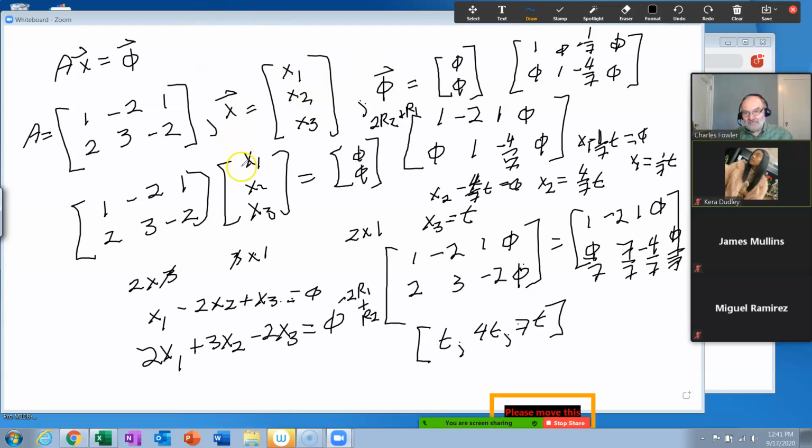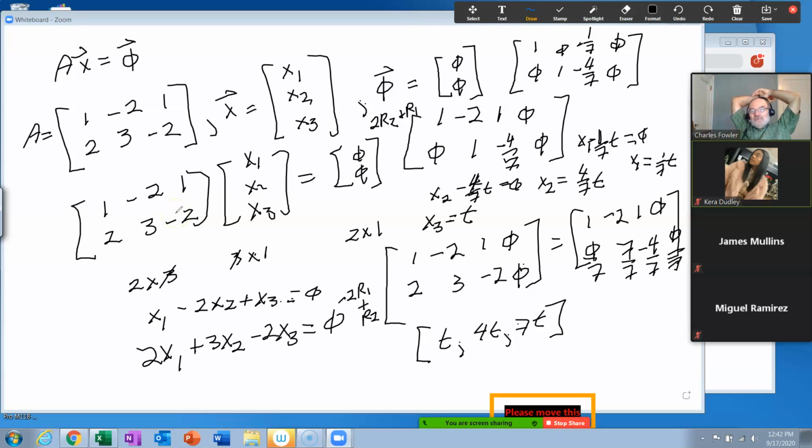Right there. Negative 1, negative 4, negative 7. So that would be -1 plus 8 minus 7, sure enough that's 0, and -2 minus 12 would be -14 plus 14. Yep, that works.